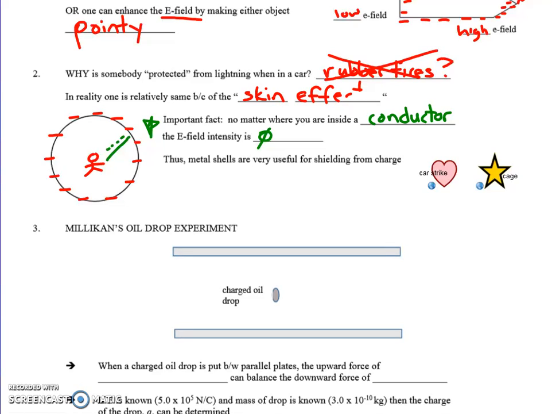So metal shells are very, very useful for shielding from charge. There are a lot of applications to this, especially in the electronics industry. So I'm going to show you two pretty cool examples of this. One is a car strike. Let me see if this link works.